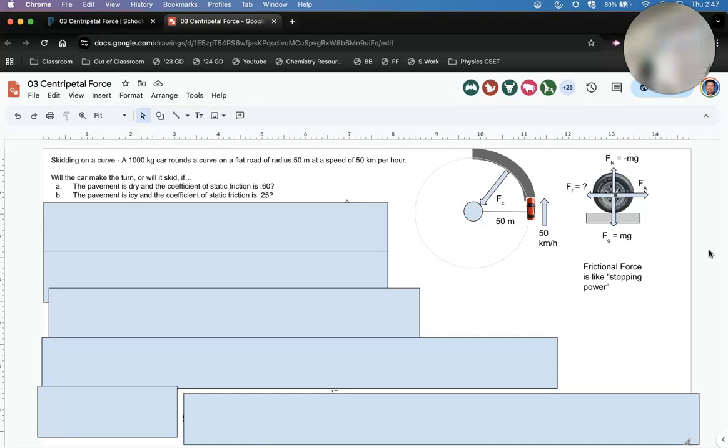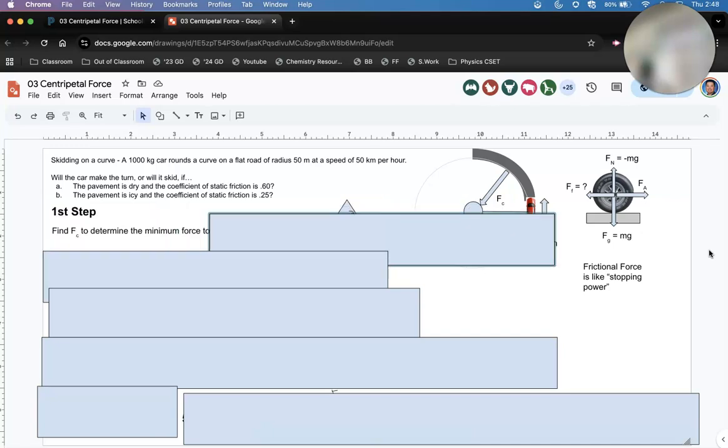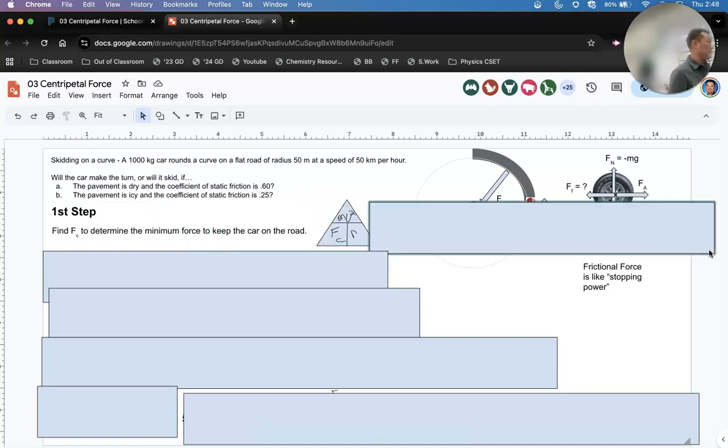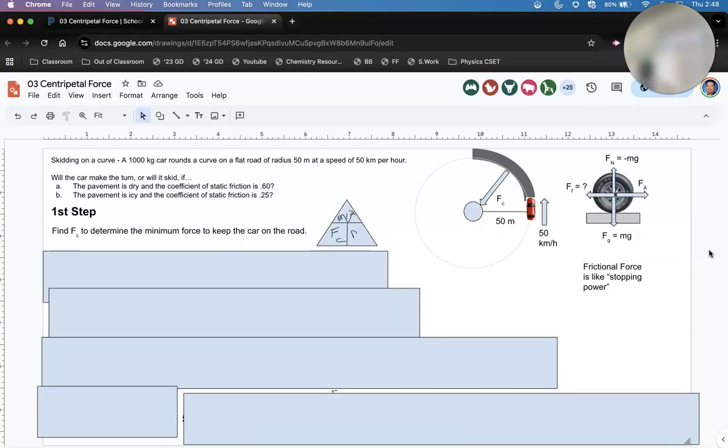So how do we find friction? How do we find centripetal force first? That's the first step. Well, you have to use your new triangle, which is in the warm-up. Find centripetal force to determine the minimum force needed to keep the car on the road.